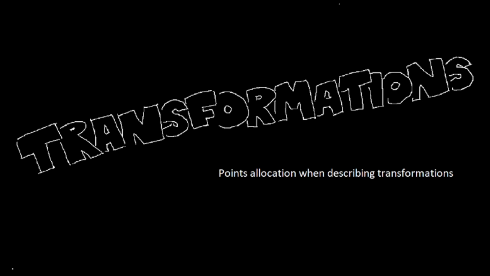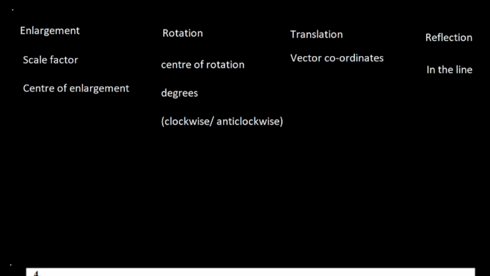Hi class, welcome to this video on transformations, specifically how to actually get points, or what points are given, when you have to describe transformations. So transformations are basically 4 different types of movement or changing of a shape that can change its size or the way it looks in some manner. So these are the 4 different types that you can have.